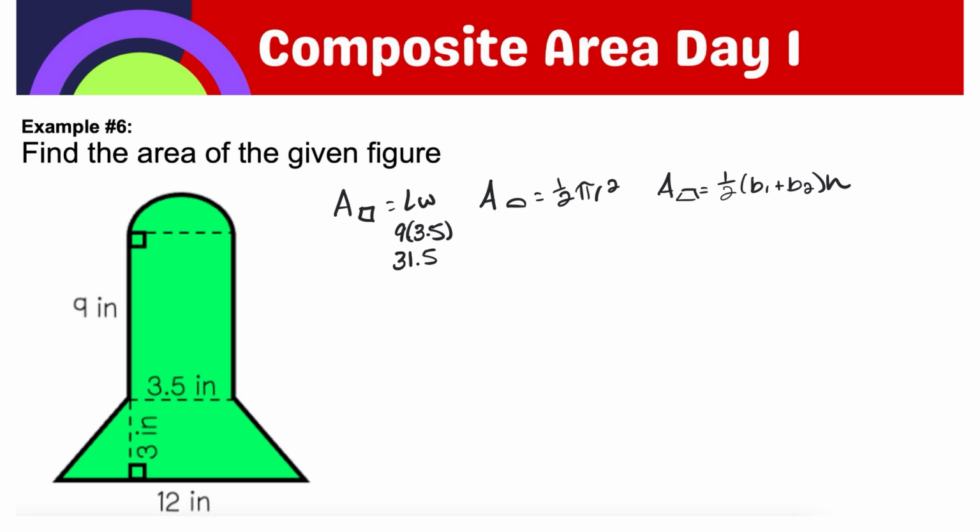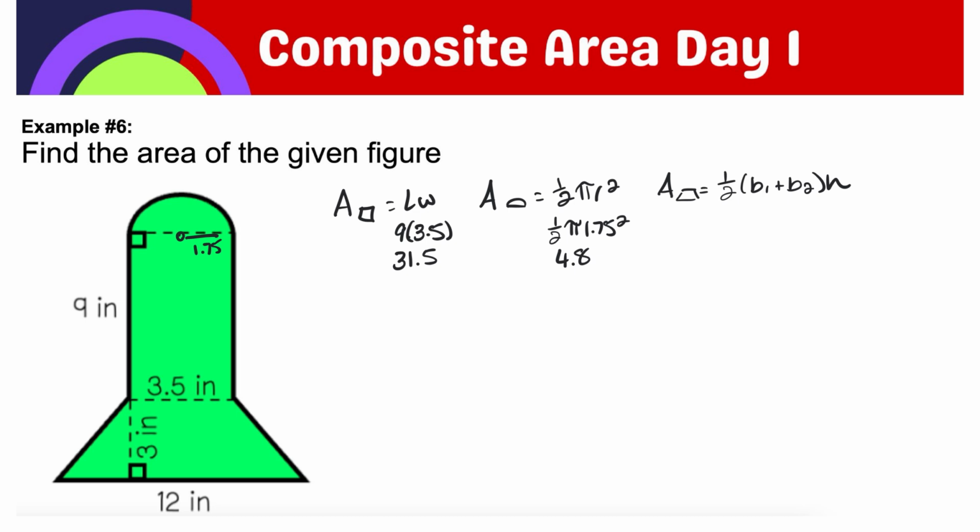Now for the next part, we have our semicircle. Now this distance is across from this distance here. So if this is 3.5, to find our radius, it's going to be half of 3.5. And half of 3.5 is 1.75. So from here to here, it's 1.75. And we'll substitute that in. Use our calculator. Now I just realized that this area problem is not saying what to round to. So we'll just round to the nearest tenth.